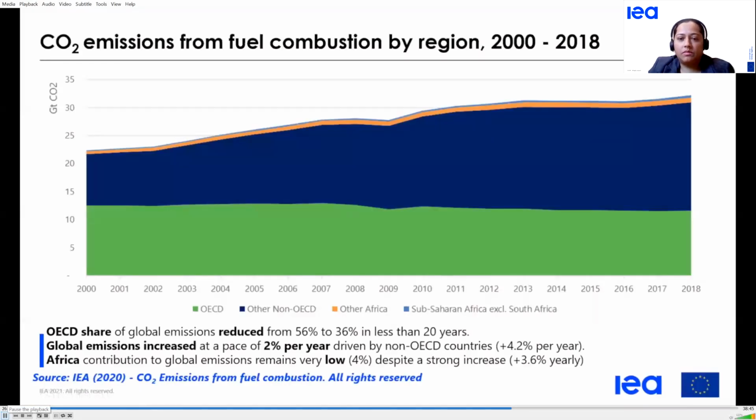This chart represents the global CO2 emissions from fuel combustion. The share of the OECD countries in global emissions has decreased from over 55% to around 35% in less than 20 years. However, the global emissions have increased at a pace of around 2% per year, mostly driven by the emission growth in the non-OECD countries. The small blue line on top represents the sub-Saharan Africa emissions, excluding South Africa, and the orange line represents the other African countries. Despite the strong increase in the past 20 years, they correspond to only 4% of the global CO2 emissions, while representing about 15% of the global population.